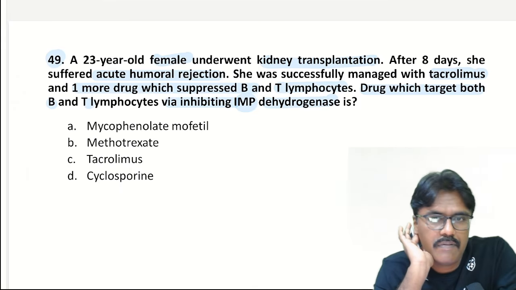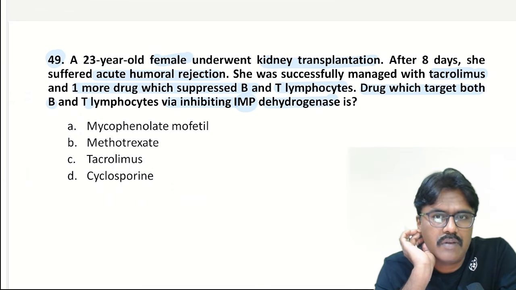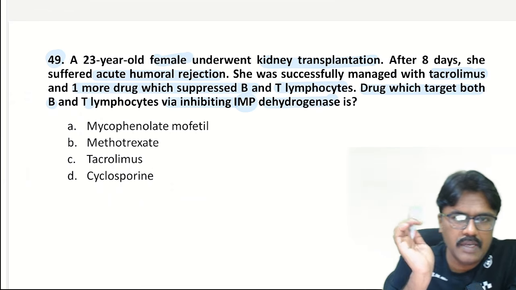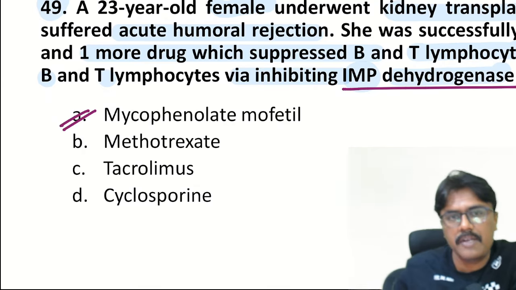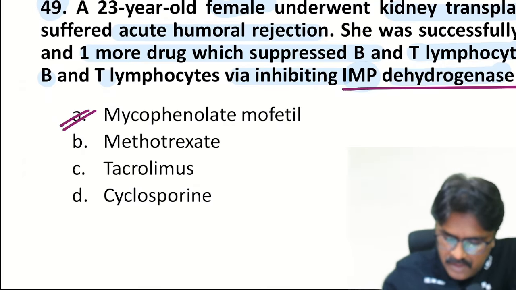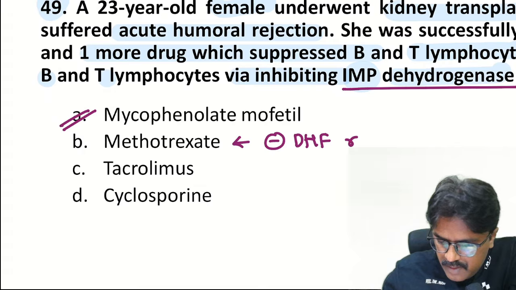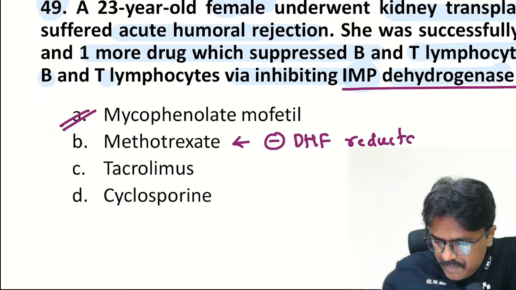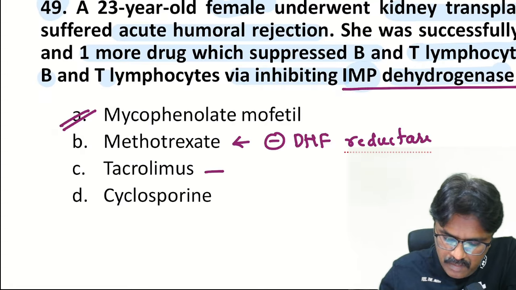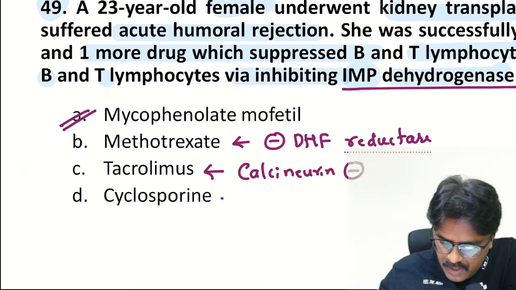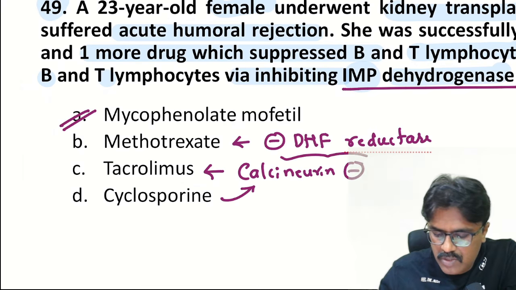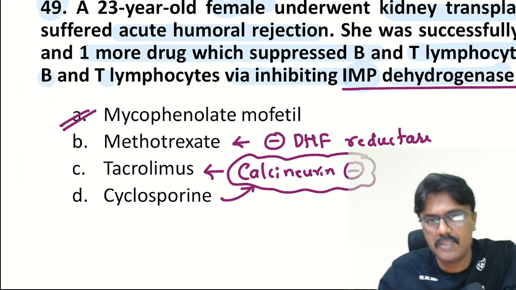So it's a case of transplantation. We use immunosuppressants. The immunosuppressant which inhibits IMP dehydrogenase is called mycophenolate mofetil. Methotrexate inhibits the enzyme dihydrofolate reductase. Tacrolimus is a calcineurin inhibitor. Cyclosporin is also a calcineurin inhibitor. These are used as immunosuppressant drugs.